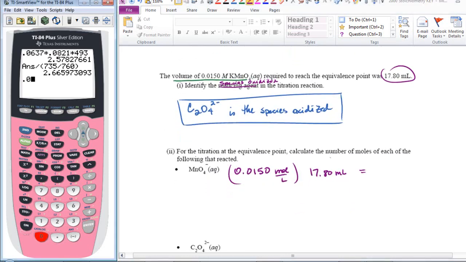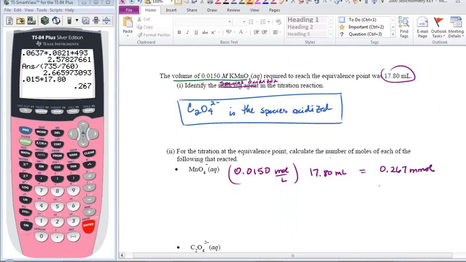So 0.015 times the 17.80. It is okay to answer in millimoles, by the way. So that is equal to 0.267 millimoles, and you could leave it at that, or you could go ahead and convert it to moles if you prefer. So that would be 2.67 times 10 to the -4th. Think about it. Got to move that decimal one more time. You know, milli is moving it 3 times, and so -4th moles. Either one of these is correct. And we would be proud of you on the AP exam.